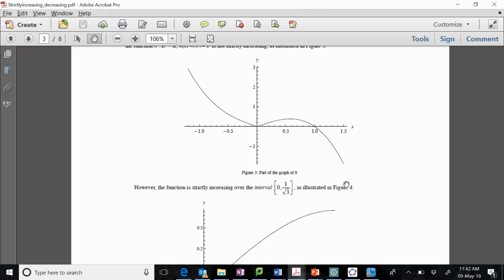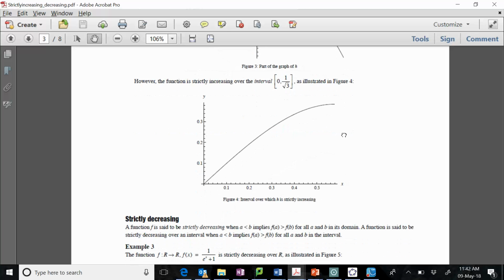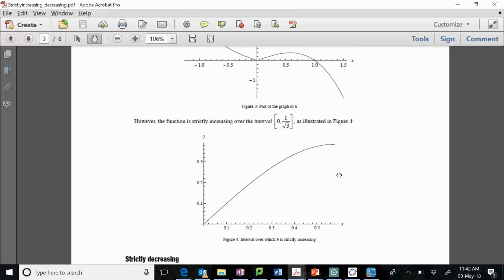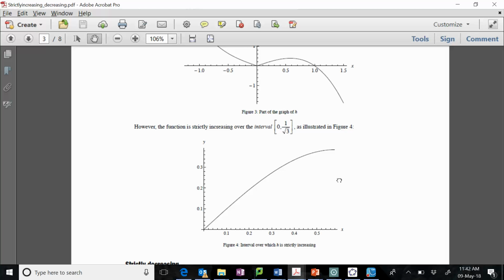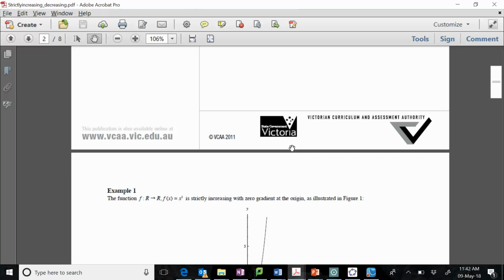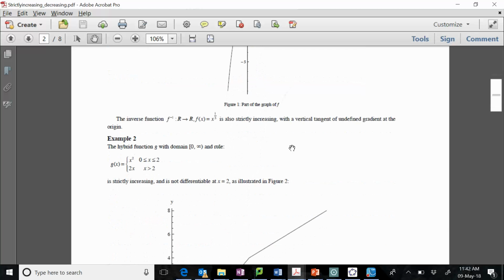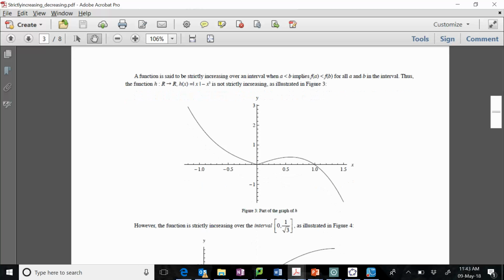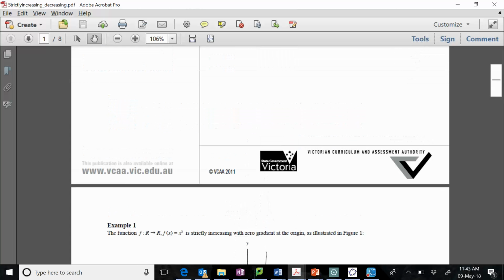Let's find one where it has an endpoint. What about this one? Yep, include it. Ignore the textbook. According to what VCAA said here, you include the turning points. And if it doesn't say strictly, then you don't include the derivative points. It's not including them. So if it's strictly increasing, you do.